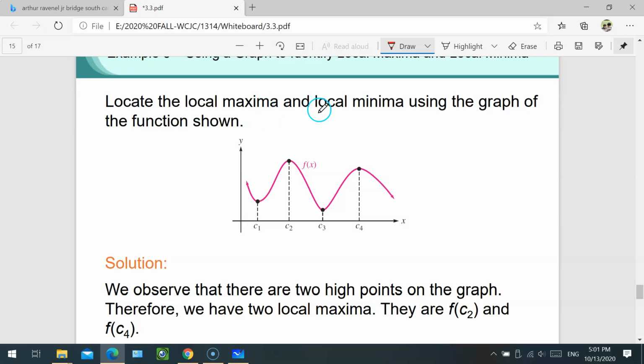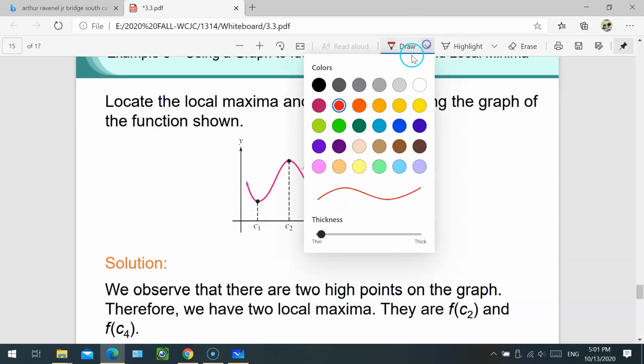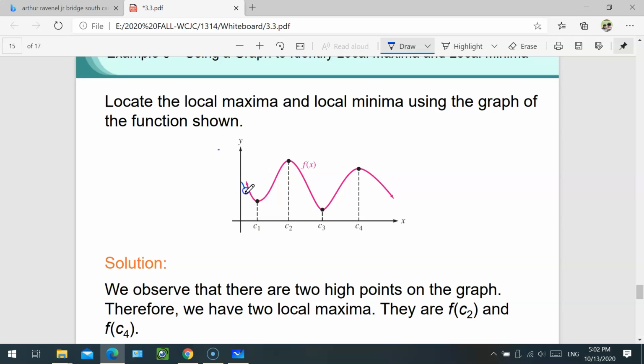Locate the local maximum and the local minimum using the graph of the function shown here. So we start from increasing, decreasing. When you determine the increasing or decreasing, you're always going from the left hand side of the graph. So when I trace the graph from the left hand side, it tells me it's decreasing, then increasing, decreasing, increasing, decreasing. So from the left to the right.